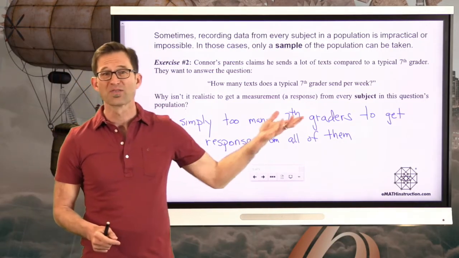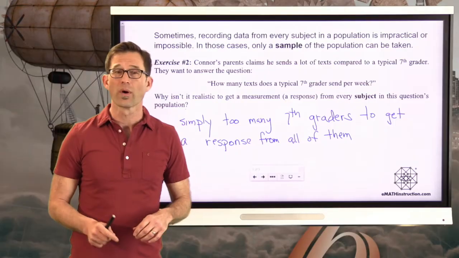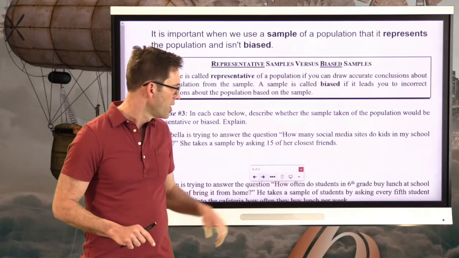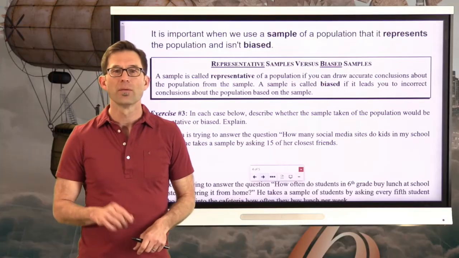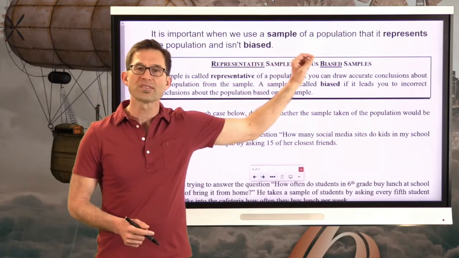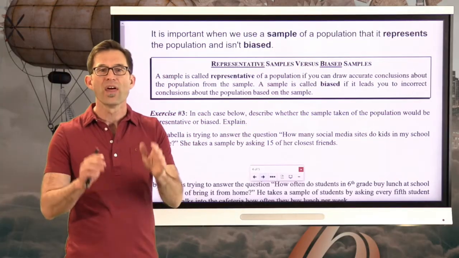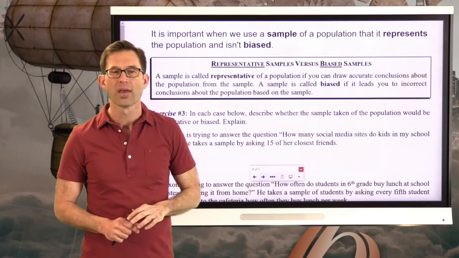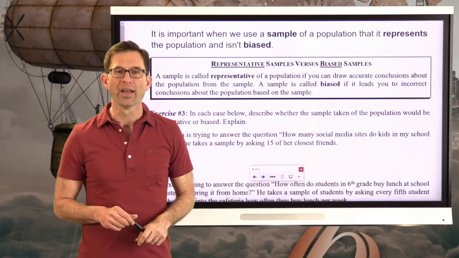So if Connor's parents really wanted to answer this question, what they'd want to do is get a sample of 7th graders, but they'd want that sample to be representative. It is very important that when we use a sample of a population, it represents the population and isn't what's called biased. And you've probably heard of the word bias.